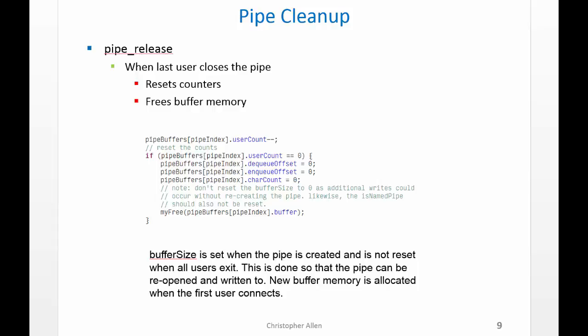Pipe release: when the last user closes the pipe, the counters are reset and the dynamically allocated buffer memory is freed. And again, this only happens when the last user closes. The buffer size, which is established when the pipe is created, is not reset here, and that buffer size is used to reinitialize the buffer if the pipe is reused and open is called again, which generally doesn't happen for unnamed pipes, but could very well happen for named pipes.